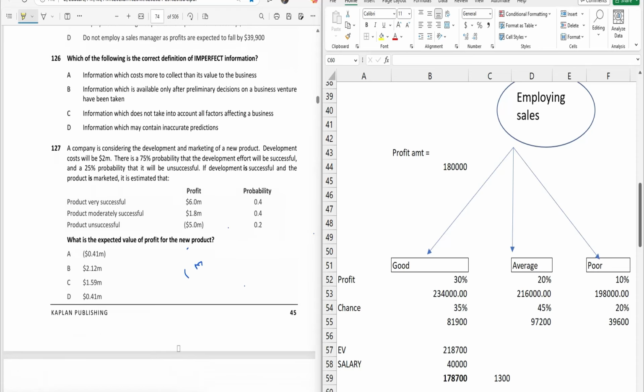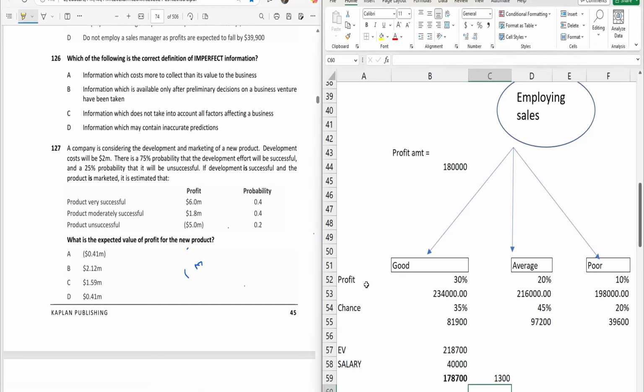Then next we have question number 127. A company is considering developing and marketing a new product. Development cost will be 2 million. There is a 75% probability that the development effort will be successful and a 25% probability that it will be unsuccessful. If development is successful and the product is marketed, it is estimated that the product is very successful with a profit of this much and having probability this much, moderately successful with this much and probability 0.4, and unsuccessful with a loss of 5 and probability 0.2. What is the expected value of the profit for the new product?